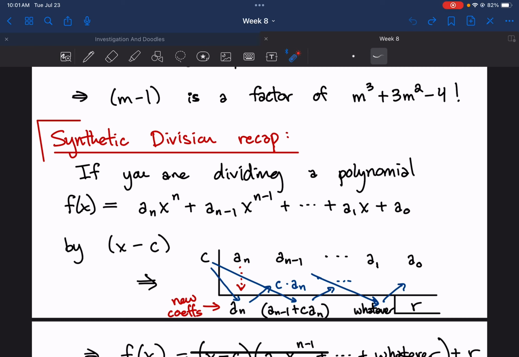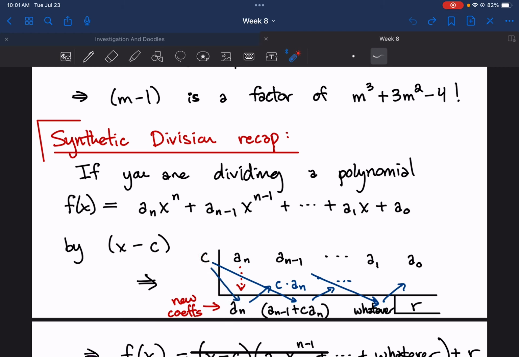And then if you're dividing by x minus c, you put a plus c right here. So it's the opposite sign. If it's minus c here, you put a plus c here. If this was plus c, you'd put a minus c. And then what you do is you drop down the first coefficient, straight down.